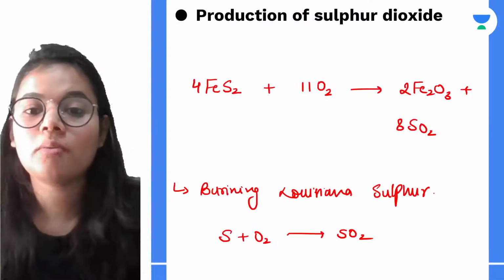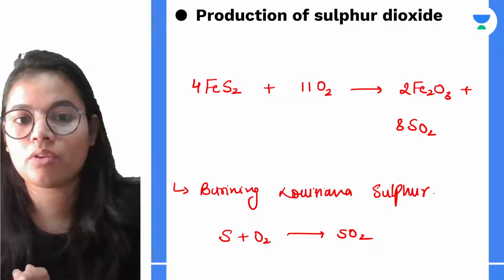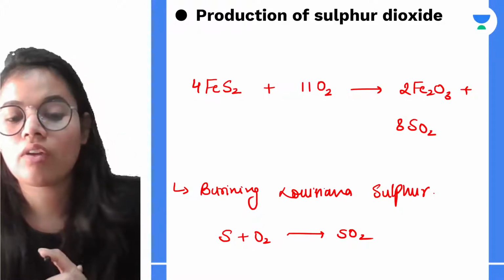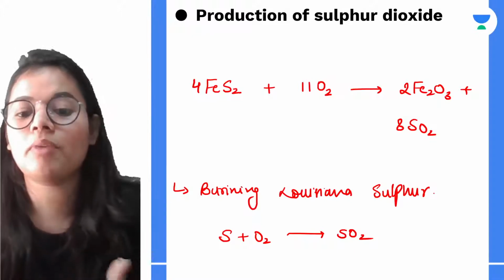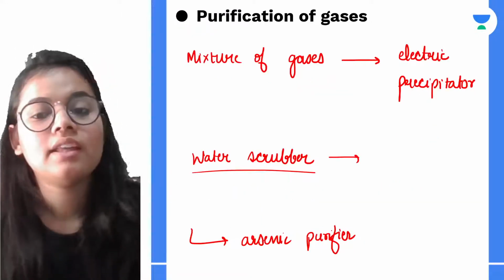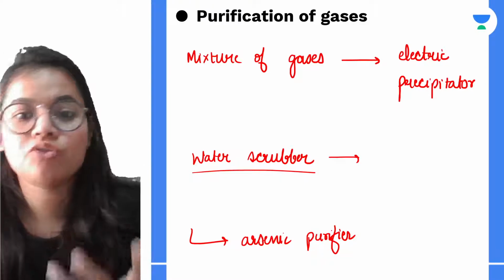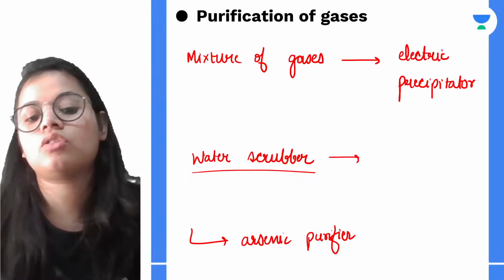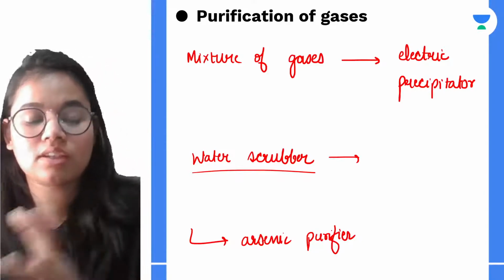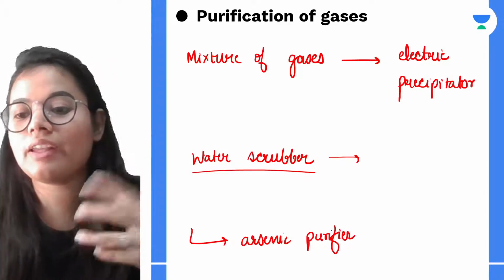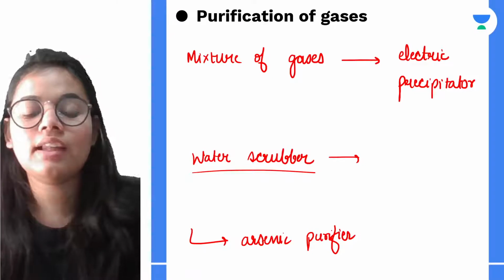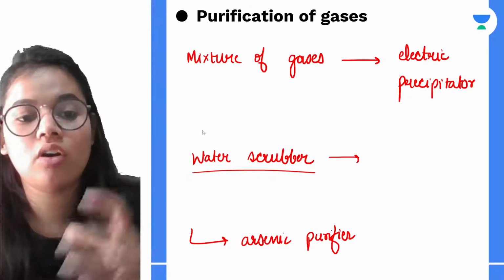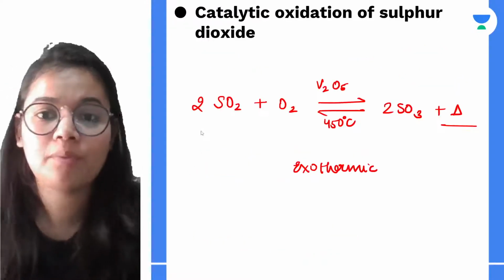Now talking about the contact process, it is a 4-step process. First is the sulfur dioxide. It is produced by the action of iron pyrites or by Louisiana sulfur. Then the gases are purified using an electrical precipitator, and it goes through a water scrubber to pick out all the rest of the impurities, and at the last it is passed into an arsenic purifier, where the gases turn into their purest form.